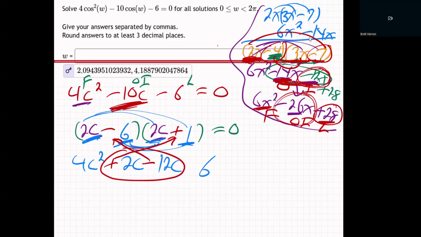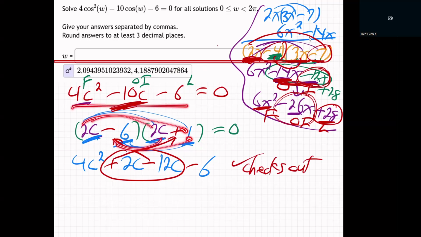Tracking with me? Now, does that make minus 6 at the back? Yeah, it does. Minus 6 times plus 1. Last in this parenthesis times last in that parenthesis. Last times last does indeed make minus 6. Check. It checks out correctly. It is right. So you see, I just basically foiled this and it went back to this guy, so it's right. Is that making sense?